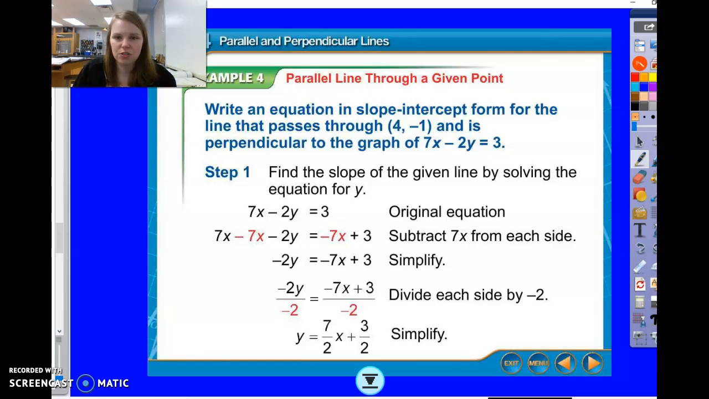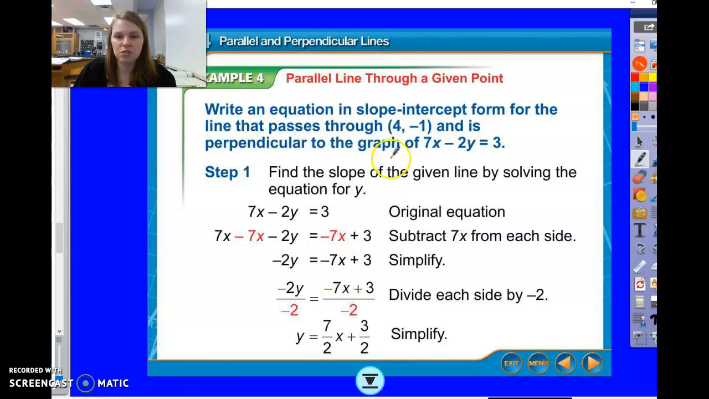Alright, how about this one? It says, write an equation in slope-intercept form for a line that passes through this point and is perpendicular to this. So, first thing we're going to have to do is put this into slope-intercept form so we can see the slope. This one got kind of messy here. So we had to, what do we do first? Subtract 7x from both sides. So that leaves us with this. Then divide by 2 on both sides. We end up with fractions.